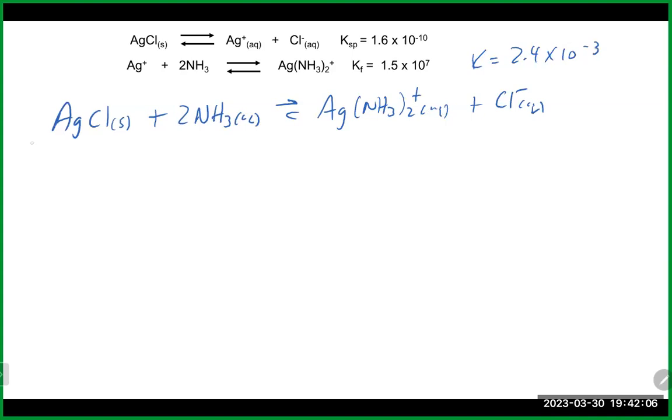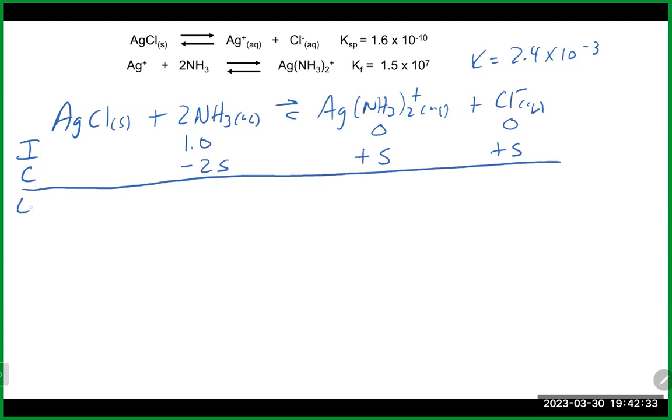So we're going to do an ICE table here, and really the only thing that was given to us was we had 1 molar of ammonia. We're going to assume 0 for this and 0 for this. And because we are looking for the molar solubility, we're going to use our S's. So this is going to be minus 2S, this would be plus S, and this would be plus S. That means when we reach equilibrium, we've got 1 minus 2S, S, and S. First off, any questions on the ICE table?